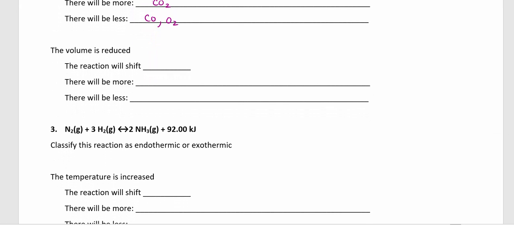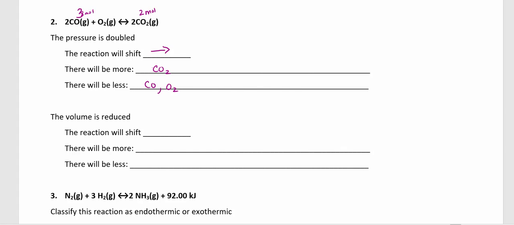If we reduce the volume, that's the same as increasing the pressure. So we will have the same shift noted. There will be more CO2, less CO and O2.